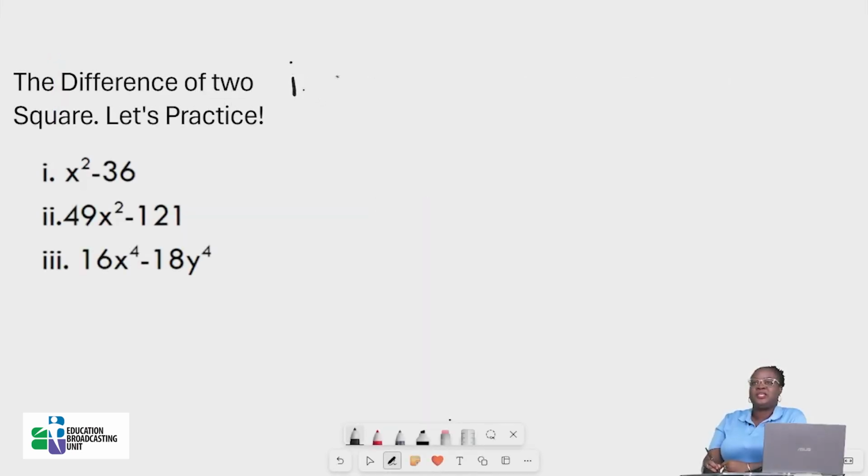Our first expression is x squared minus 36. Our step 1, remember, it tells us that we need to have two brackets. And we've been finding the square root of the different terms. The square root just simply means what do I multiply by itself to get back the term that we are looking at. So what do we multiply by itself to get x squared? X. So the square root of x squared is x. So I write that on the left-hand side of both brackets.